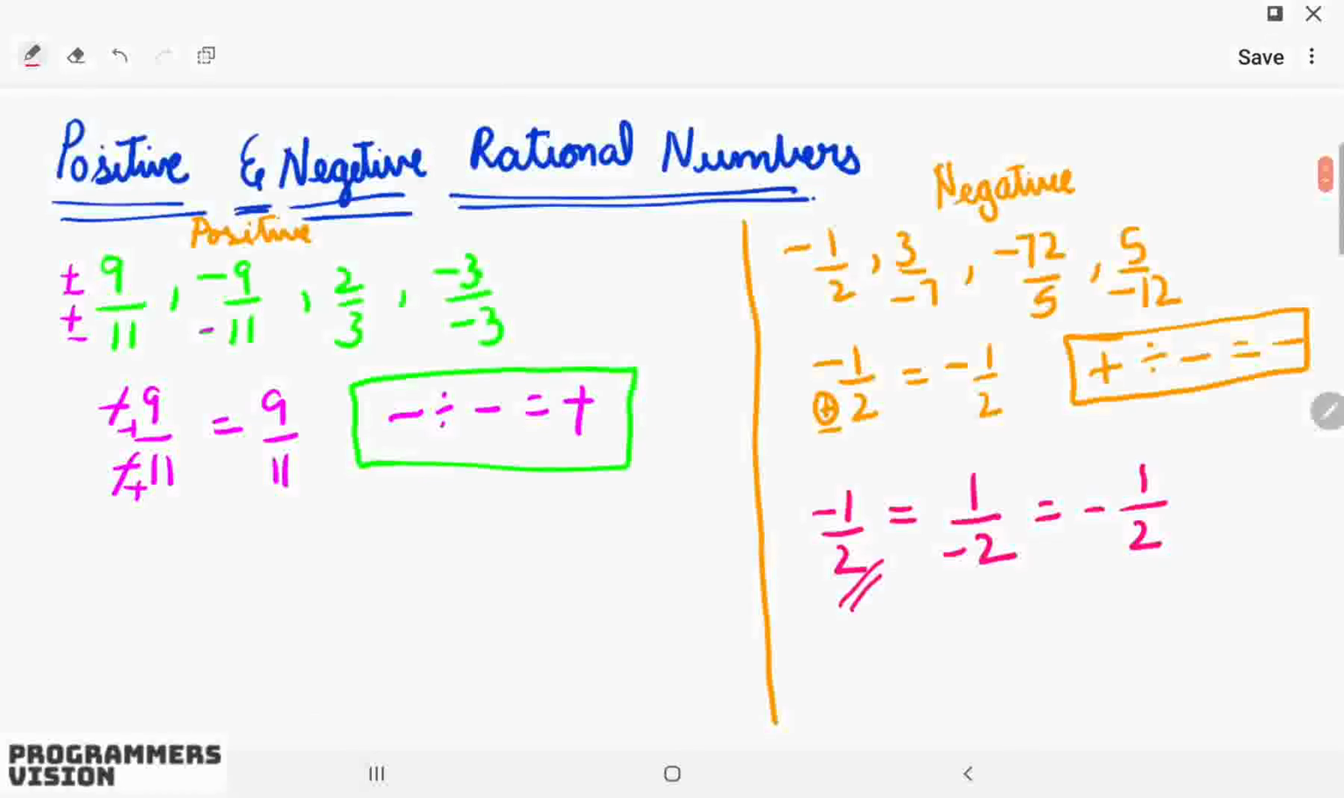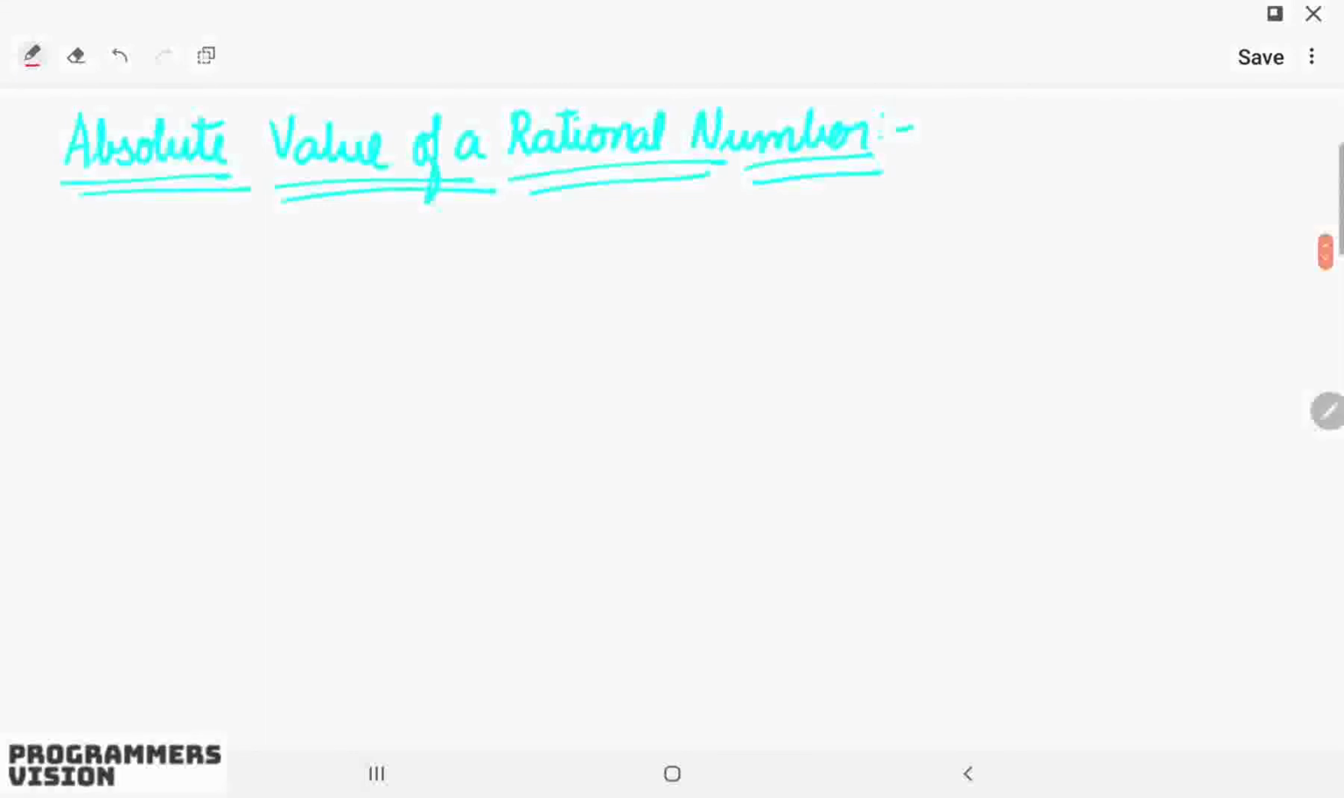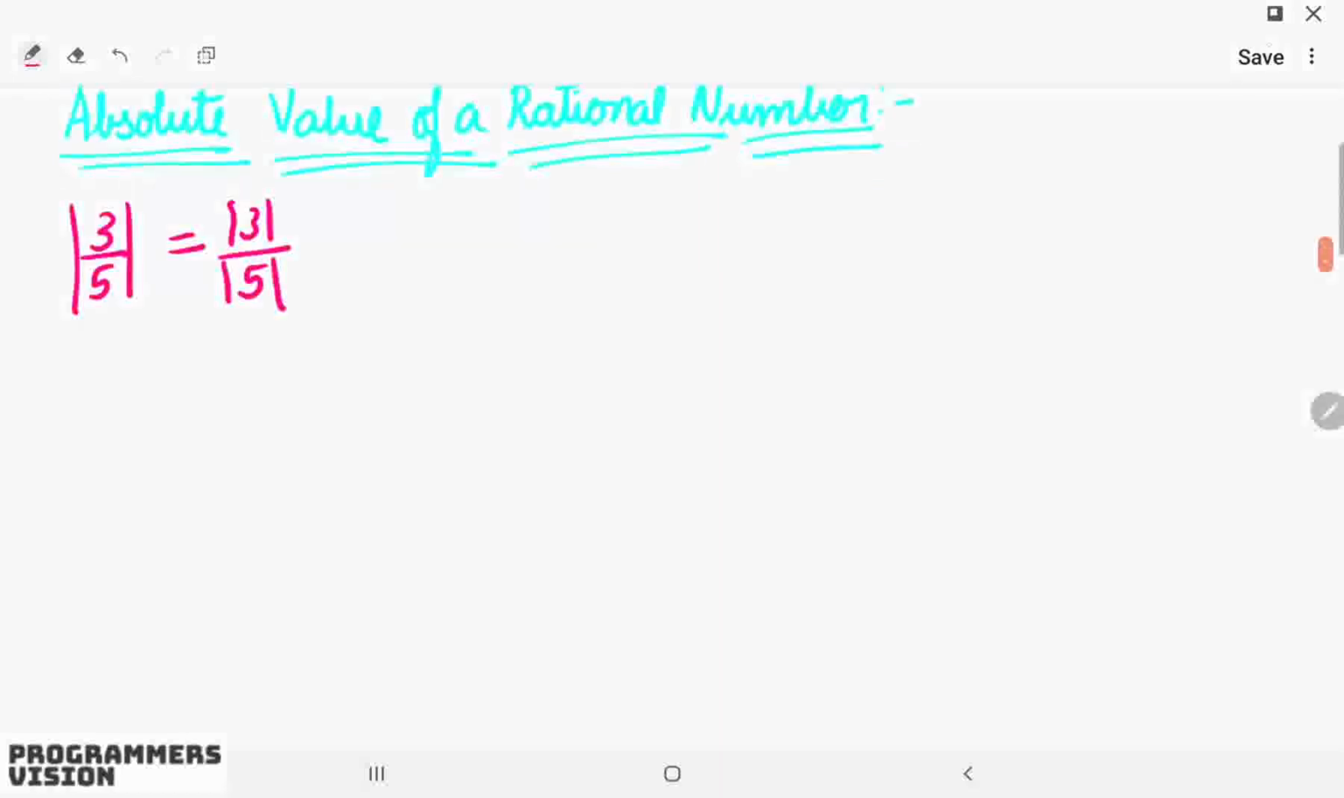Okay. Now let's study the absolute value of rational numbers. The absolute value of a rational number is the number without regard to its sign. Now we can write the absolute value sign in both these ways: either we can put the long brackets or we can put the short brackets. The absolute value of 3 by 5 is simply 3 by 5. Let's take another example, minus 6 by 7. The absolute value of minus 6 by 7 is 6 by 7.